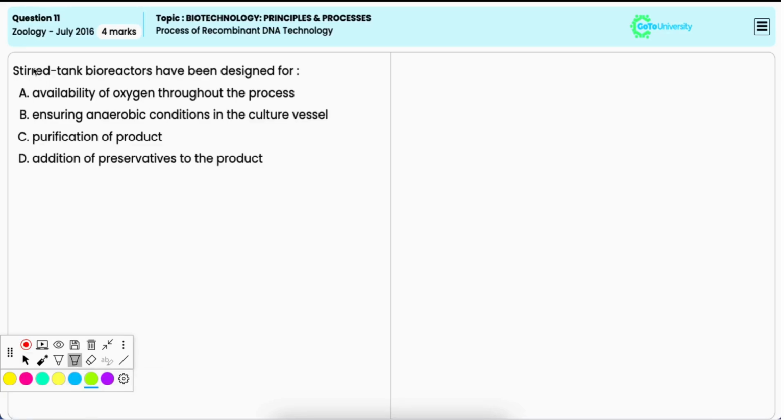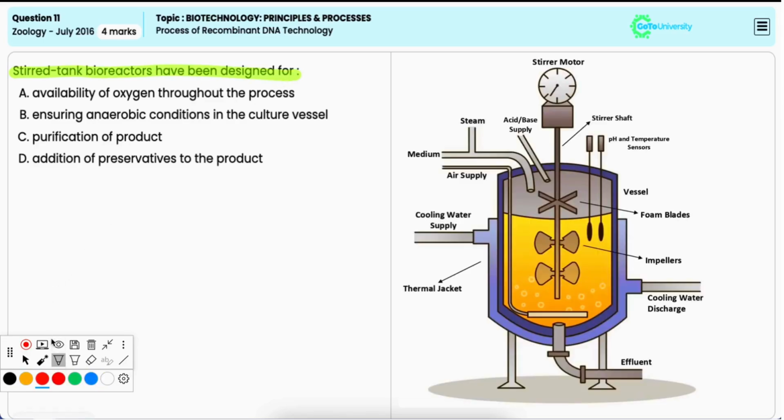Option A: Stirred tank bioreactors have been designed for availability of oxygen throughout the process. Stirred tank bioreactors are designed with an agitation system, that is with a stirrer or impellers, to ensure uniform mixing and distribution of oxygen throughout the culture system. And this is very important for the growth and metabolism of aerobic microorganisms during the fermentation process. Hence, it is the correct option.